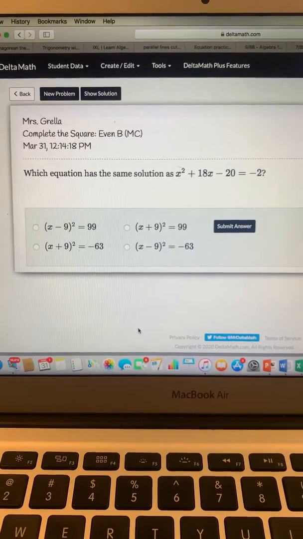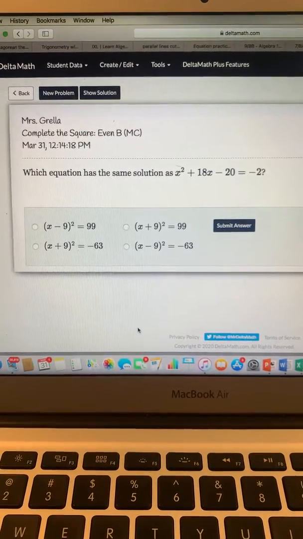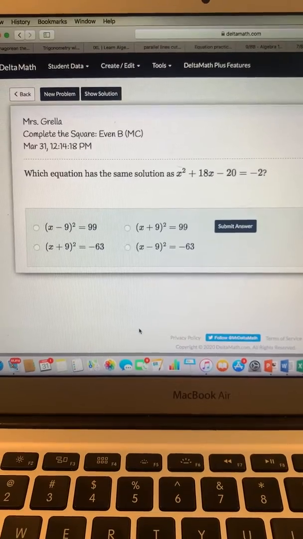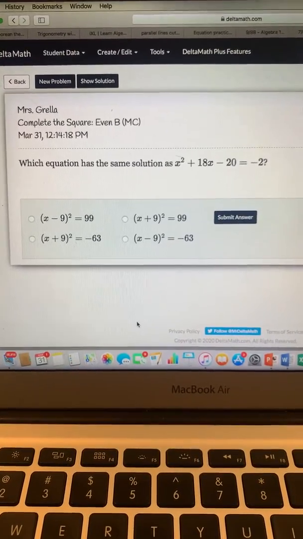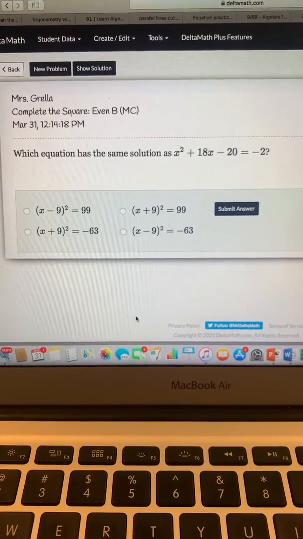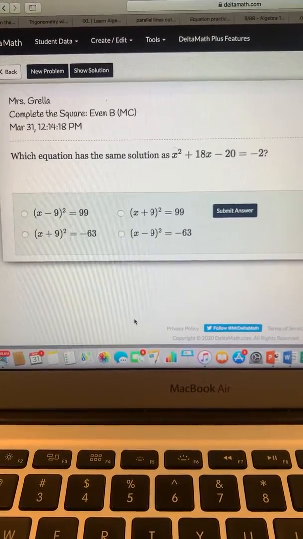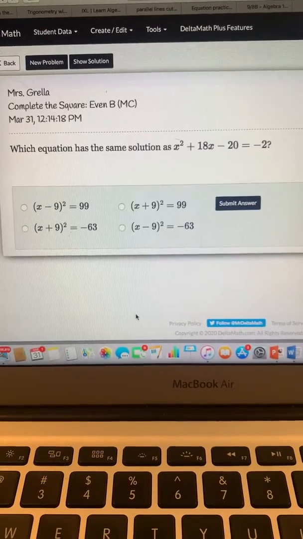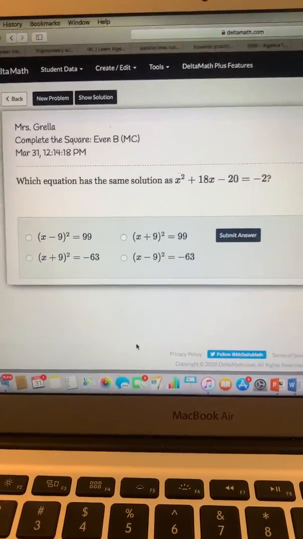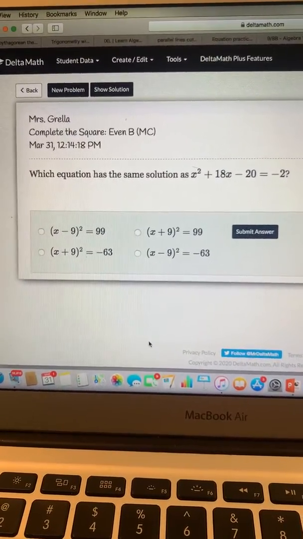In this video, I'm going to show you how to use completing the square to answer multiple choice questions. A lot of times the Regents will ask a question like this, where they don't actually want you to solve for x using completing the square, but they want to know which equation has the same solution. In order for the equation to have the same solution, it needs to be an equivalent equation.